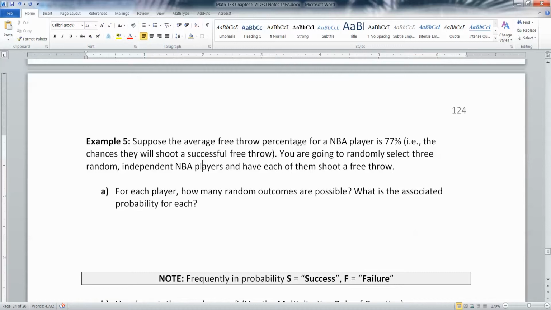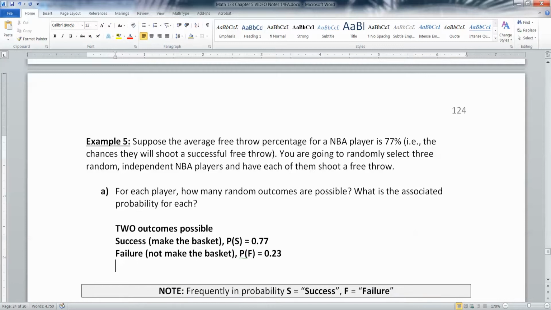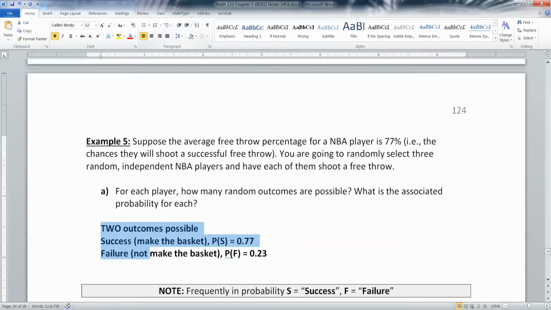So for each player, how many random outcomes are possible? Well, that would be 2, right? So they either succeed or they fail, right? And then what are the probabilities of each one? Well, it says the chances of them being successful is 0.77. So that would be the chances of success, and then the chances of failure would be the complement of that.